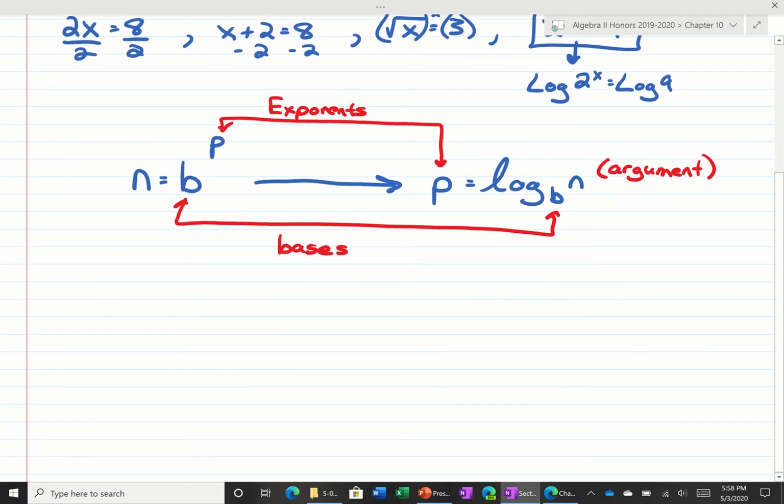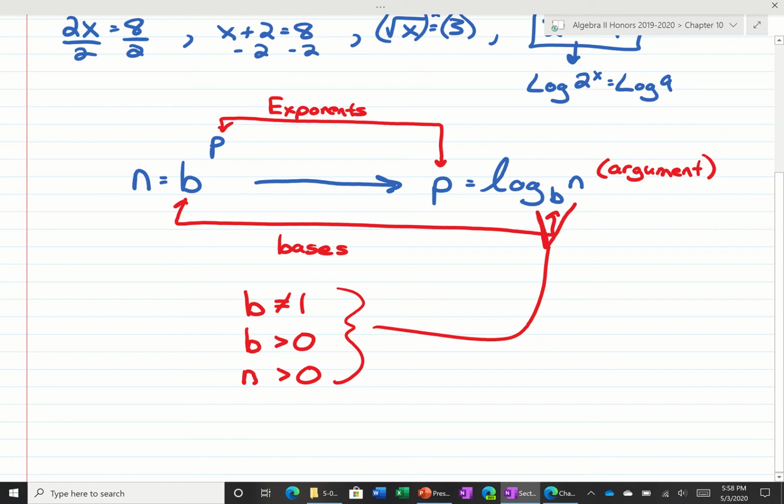A couple things I just want to point out here. The base can't equal 1, and we'll see this in lessons coming up, but for right now, it's just important to note that b can't equal 1. b has to be positive, and our argument has to be greater than 0. All right, now these are all applying to this area right here. And this will be made clear coming up, but let me show you what I'm talking about.